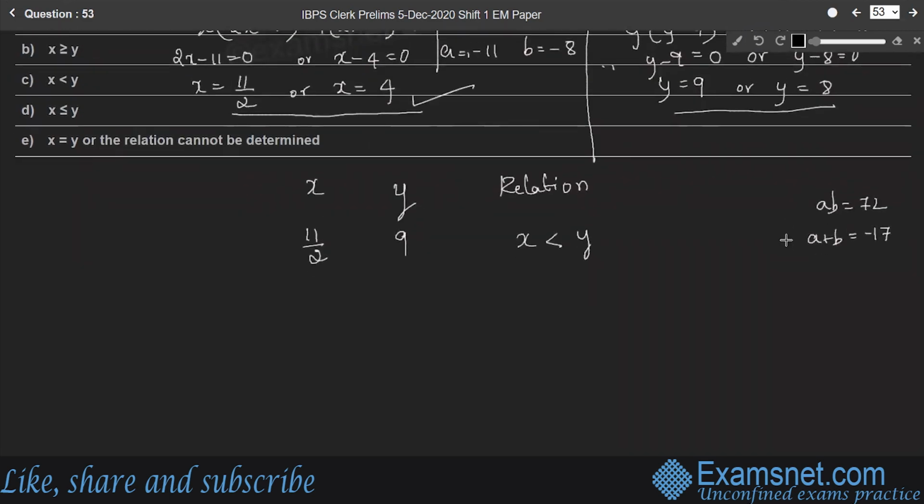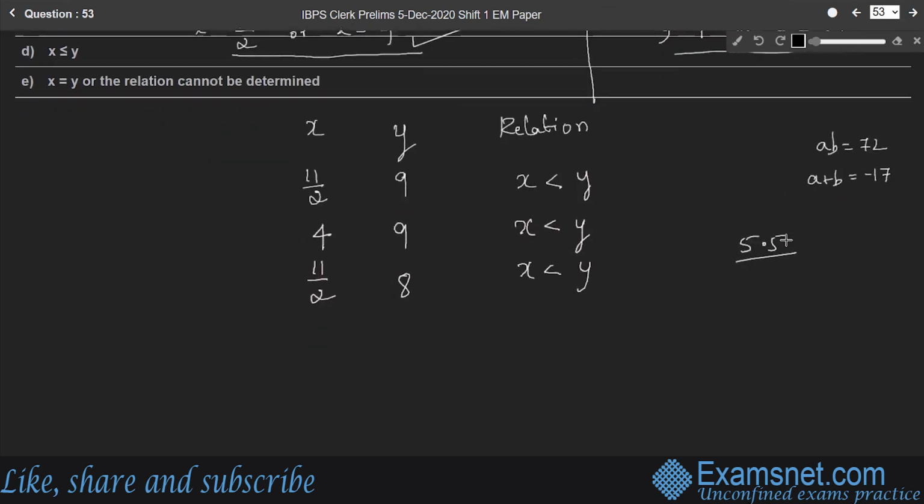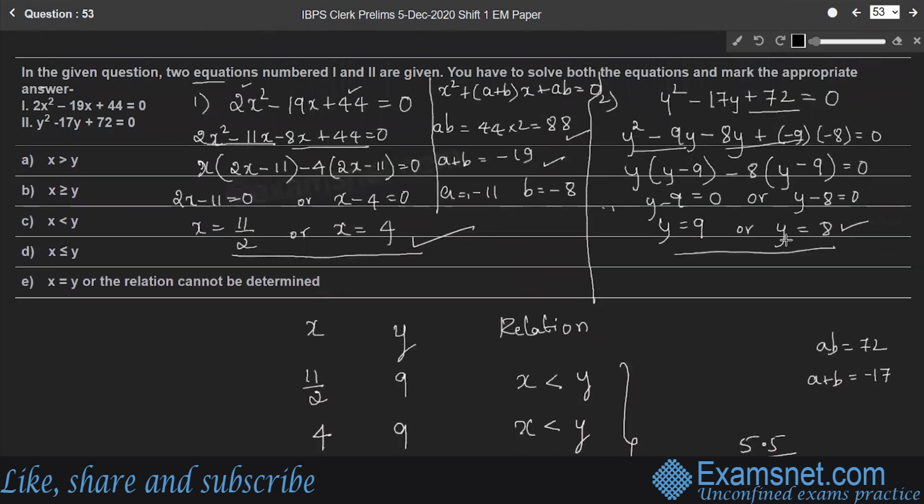Take the second value of x. When x is 4, y is 9, then also x is less than y. So next, when x is again 11 by 2, change the value of y, the second value. If the value of y is 8, then also the value of x is less than y. 11 by 2 is 5.5, right? Again, if x is 4 and y is 8, then also x is less than y. So in all 4 cases, x is less than y. Hence, here option C, x is less than y.